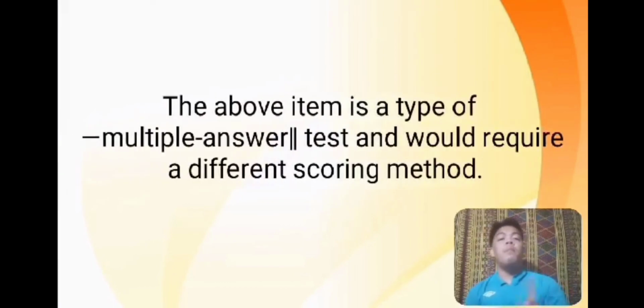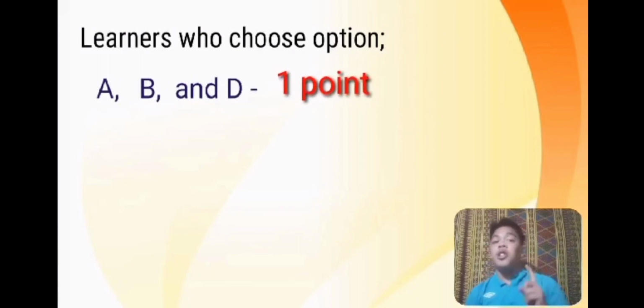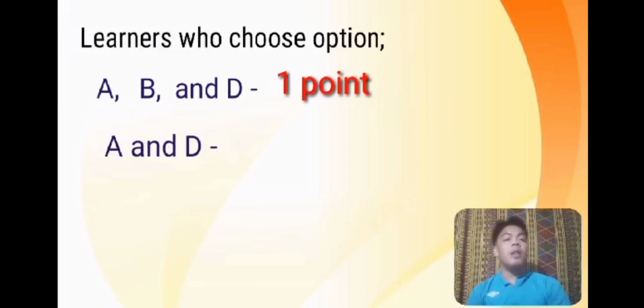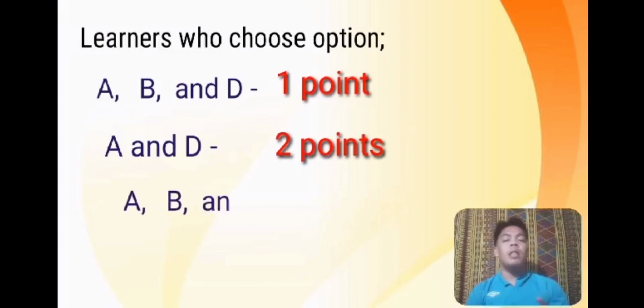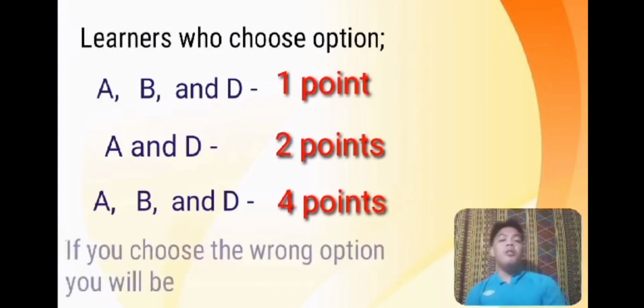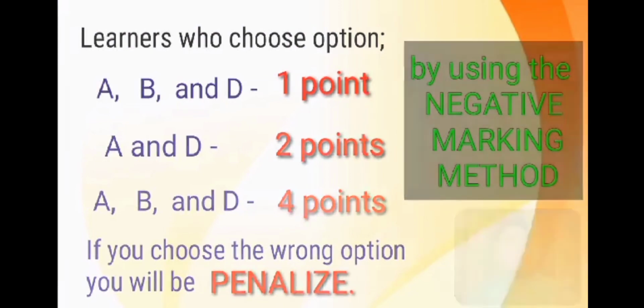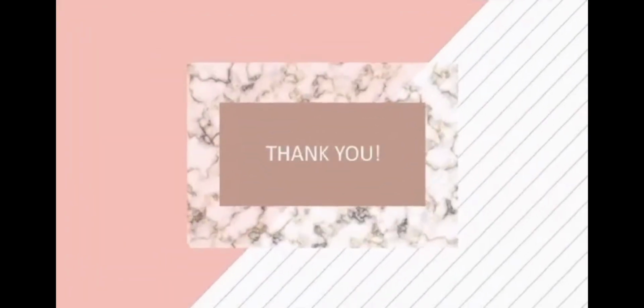The above item is a type of multiple answer test and would require two different scoring methods. Learners who choose options A, B, and D will get 1 point each. As such, if a learner chooses options A and D, she will obtain a score of 2. If he or she chooses options A, B, and D, he or she will get 4 points. Thus, learners who choose the wrong option will be penalized using the negative marking method. That was already tackled by the previous reporter.